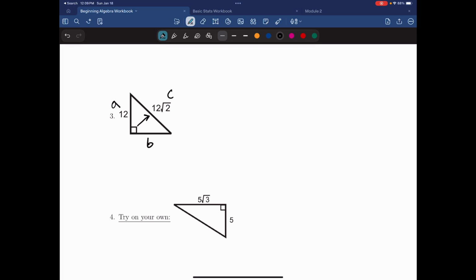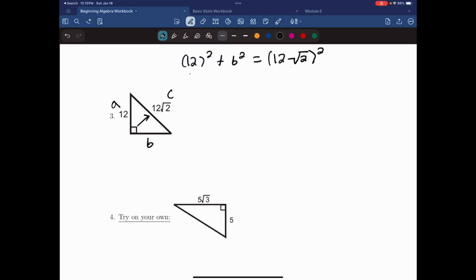So let's start plugging in numbers. So we have A squared, which is 12 squared, plus B squared. We're trying to figure out what B is, so we're just going to write B squared. And then we're going to square C, and C is 12 times the square root of 2. So we're going to have to square this entire thing. So we're going to get 12 root 2, this entire thing squared.